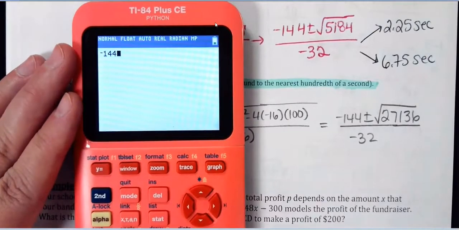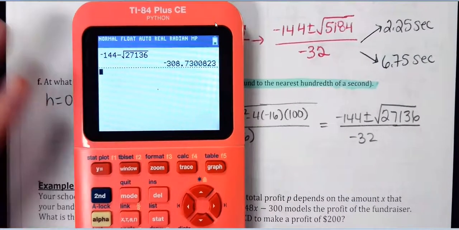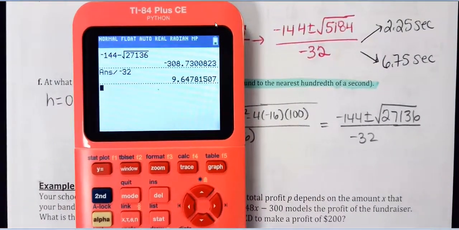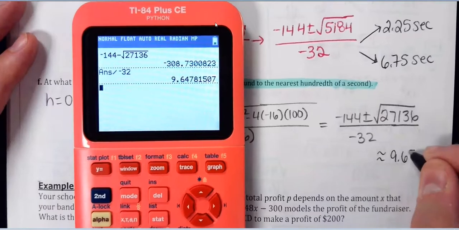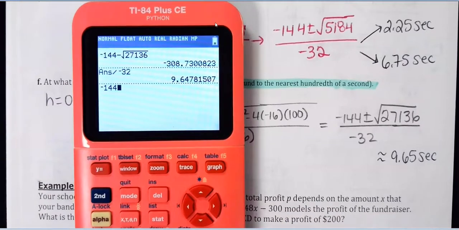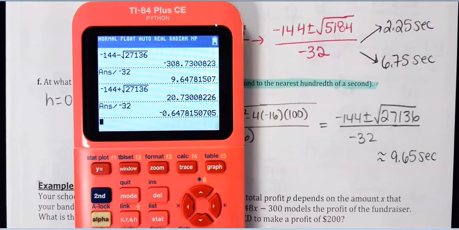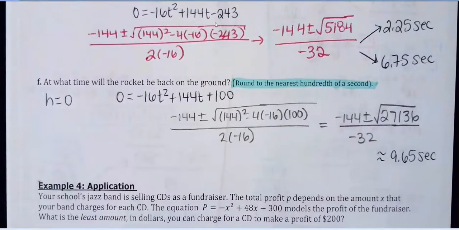But if I do negative 144 minus this square root 27,136, hit equals, and then divide it by negative 32. All right, so this is about 9.65 seconds. If I didn't notice that, I was just trying to speed this up. If you do plus that square root 27,136 divided by negative 32, it'll give you a negative answer, and you can't have a negative time. So if you forget that, that's okay. But just remember, if you're talking about a time, it has to be positive, so the other answer will not work for this word problem here.